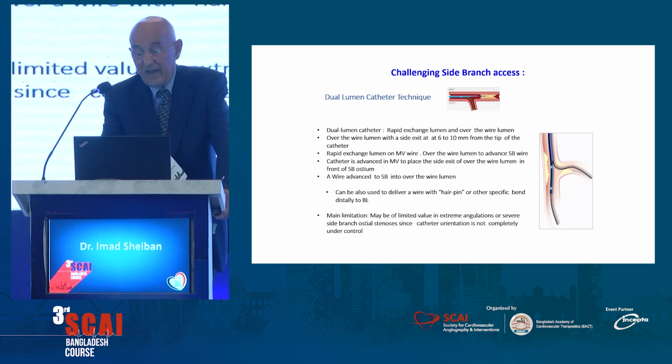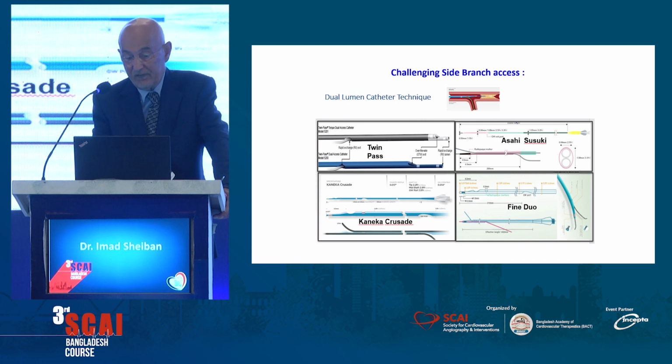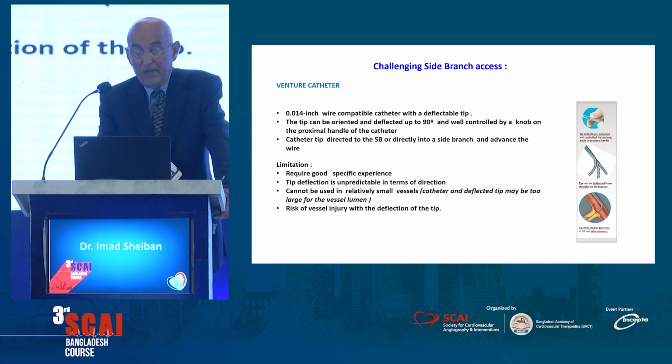The other thing is the double lumen catheter, which allows shaping the wire adequately to the anatomy, and the second exit of this microlumen can permit you to access the side branch with adequate angulation of the tip of the guide wire.